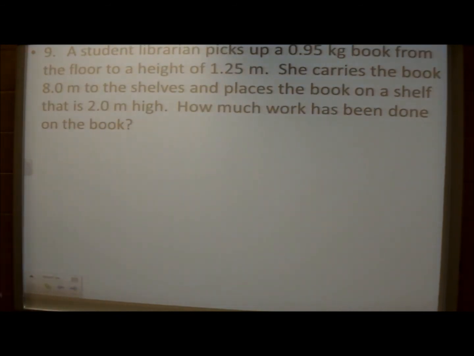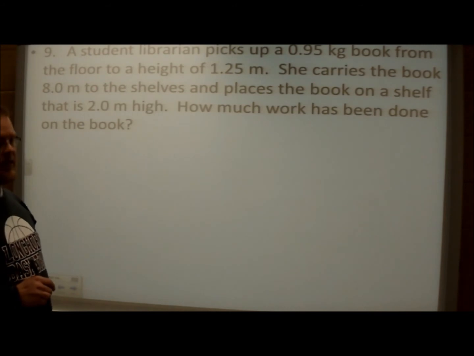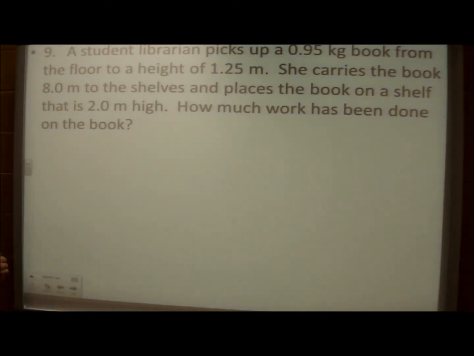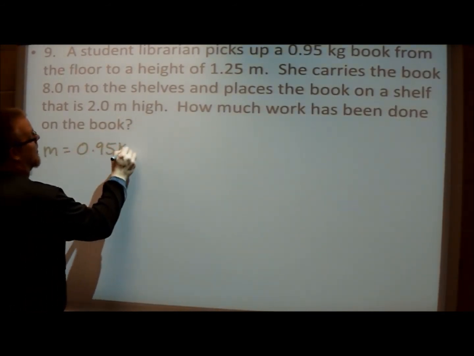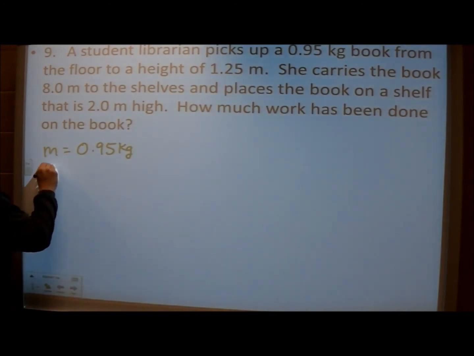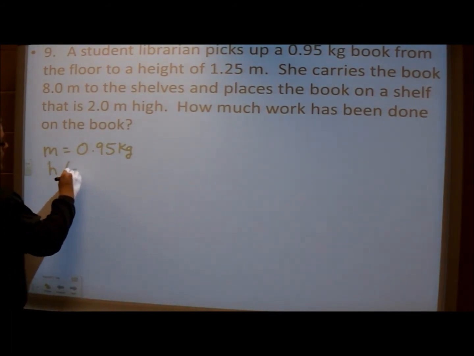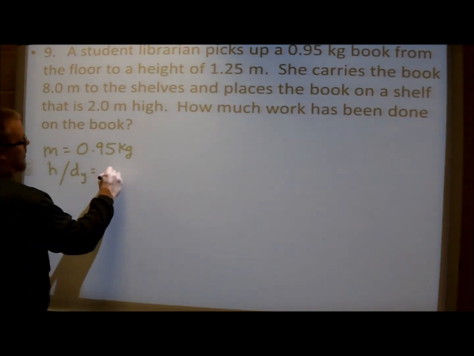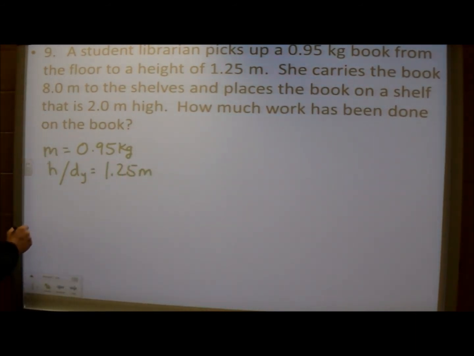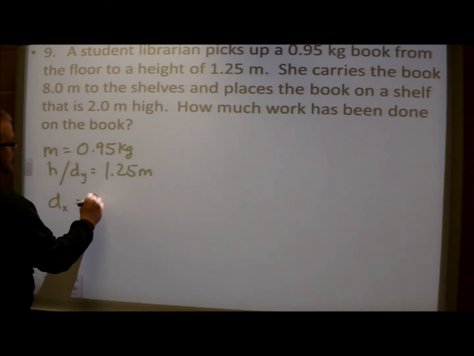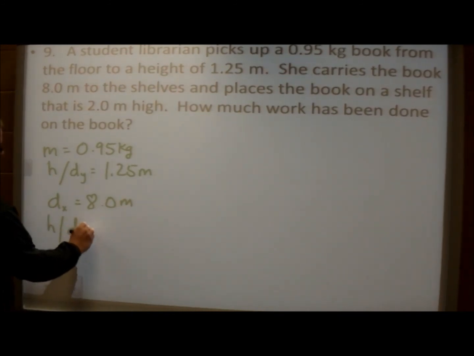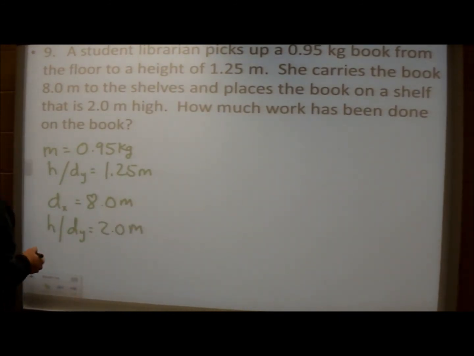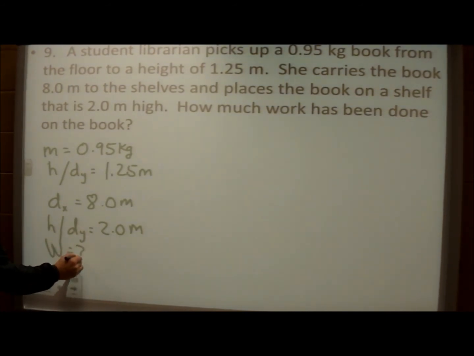And number 9, kind of tricky. Classic question, might show up on the 6 weeks test, something very similar. A student librarian picks up a 0.95 kilogram book from the floor to a height. So my original height, I can either call it H or I can call it dy, it doesn't matter, 1.25 meters. She carries the book 8 meters to the shelves. So that's going to be my distance in the x direction, and places the book on a shelf, which again is at a height of 2 meters. How much work is done on the book?